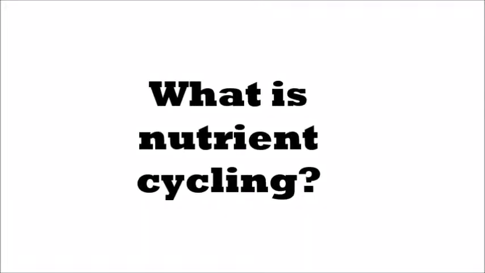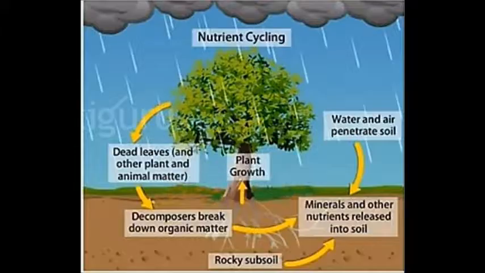What is nutrient cycling? Nutrient cycling is the continuous exchange of nutrients or elements among organisms and between organisms and their physical environment. It is also known as the biogeochemical cycle. There are two types of nutrient cycle, the gaseous and sedimentary. The source of the gaseous nutrient cycle is present in the atmosphere. Examples of this cycle are the carbon and nitrogen cycle. The source of the sedimentary nutrient cycle is present in the crust of the earth. Examples of this cycle are the phosphorus and potassium cycle.